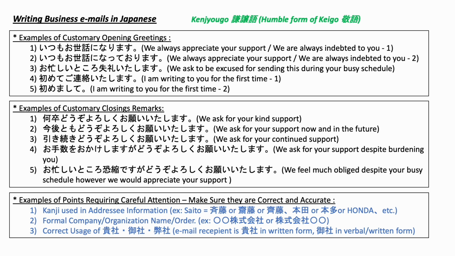Number 2, there are company names that start with or end with 株式会社. Let's make sure we have it written correctly by checking meishi, name cards, or other dependable sources for both recipient names and company or organization names. Number 3. The company you are sending the email to is kisha in written form, but use of onsha in written form is also an option, although used more frequently verbally.